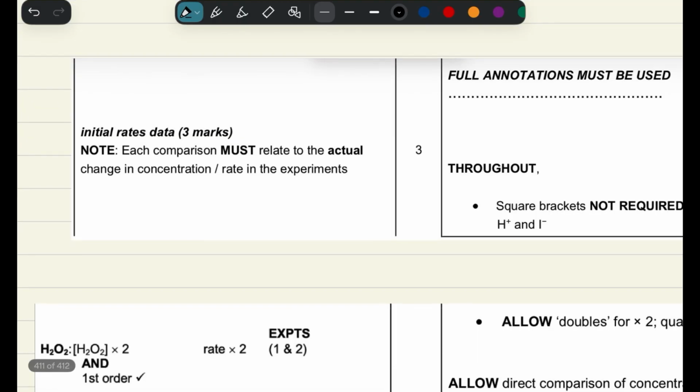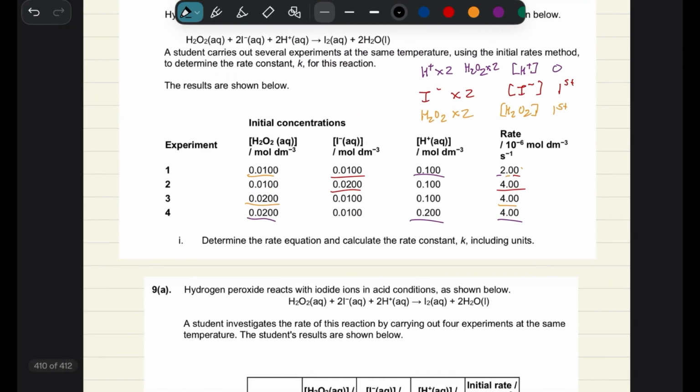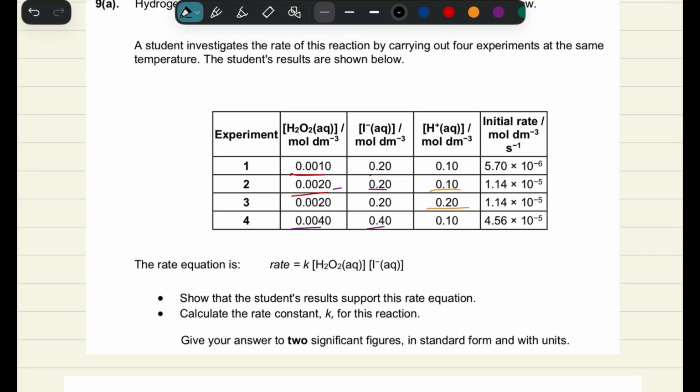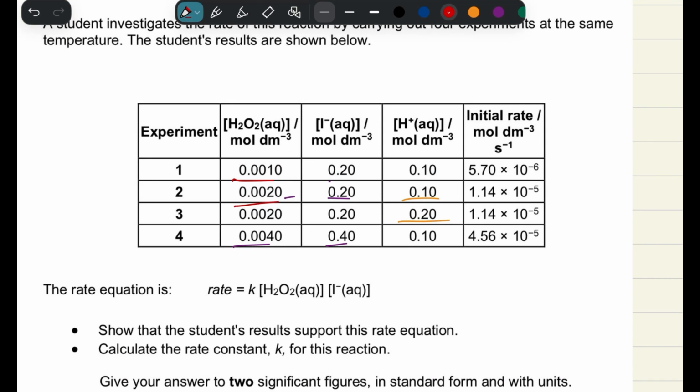Cool. Now, what we need to do is look at this one. Fortunately, we do have something very similar. It is the same reaction. So when you're doing this, you're literally following the same steps. I might kind of jump things just to make it a bit easier. What you'll see, experiment 1 and 2, you can see that the rate doubles, and you can see concentration of hydrogen peroxide doubles. Hydrogen peroxide is first order.